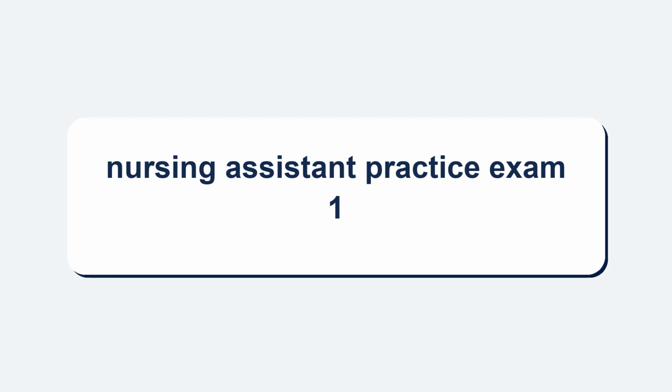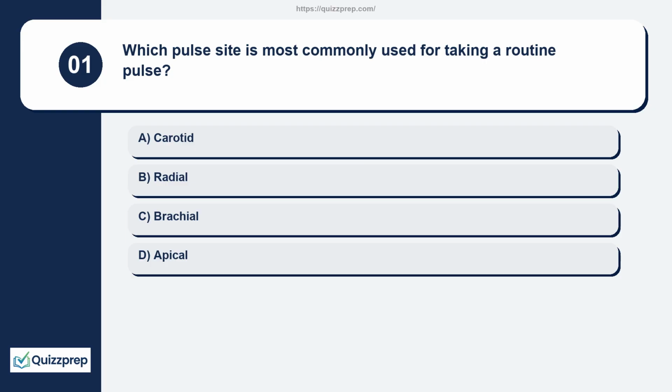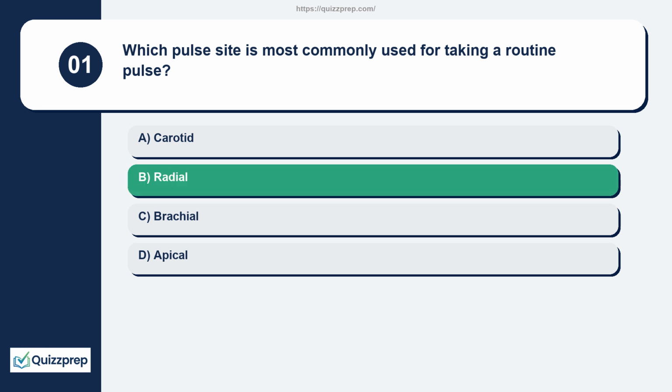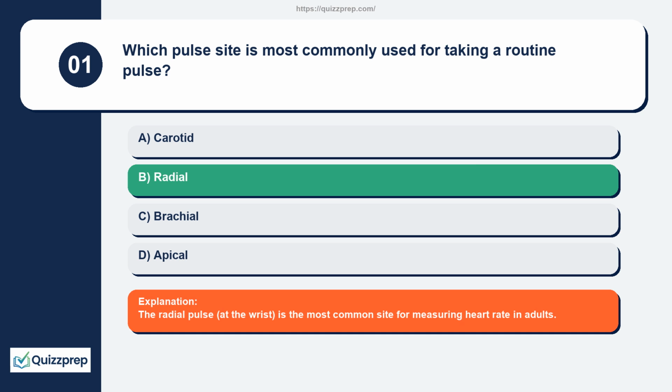Nursing Assistant Practice Exam 1. Question 1. Which pulse site is most commonly used for taking a routine pulse? Carotid, radial, brachial, apical. The radial pulse, at the wrist, is the most common site for measuring heart rate in adults.